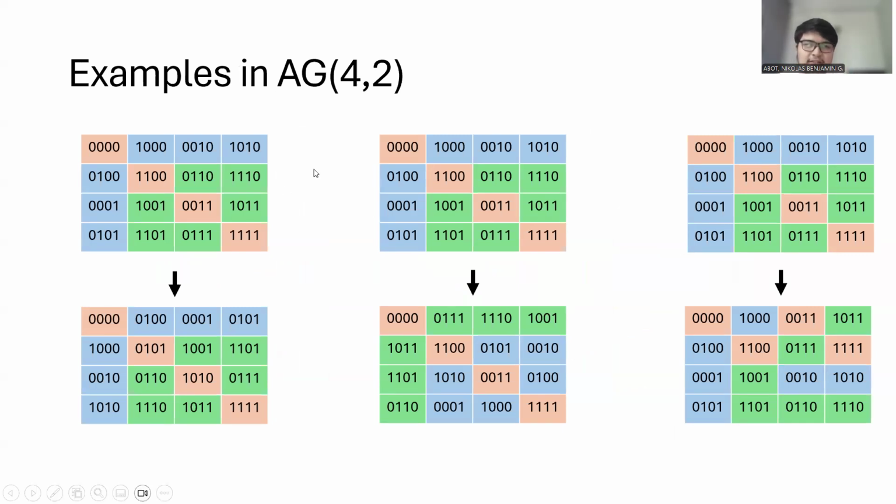Now, I move on to some examples in AG(4,2), where we consider the partition of AG(4,2) into caps that I had mentioned before. Here, we have a permutation given simply by reflecting across the diagonal. In this case, the blue cap is mapped to the blue cap, the green cap is again mapped to the green cap, and the orange flat is mapped to itself. Thus, this permutation fixes this partition of AG(4,2).